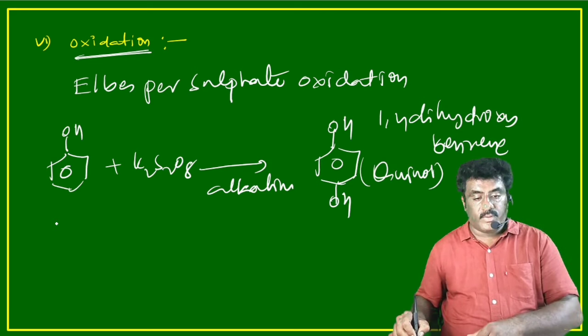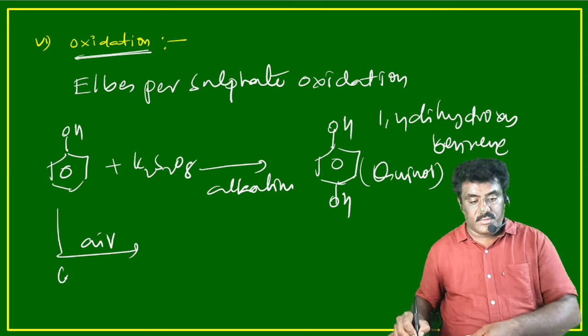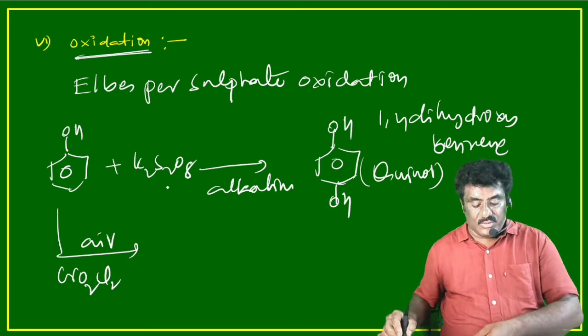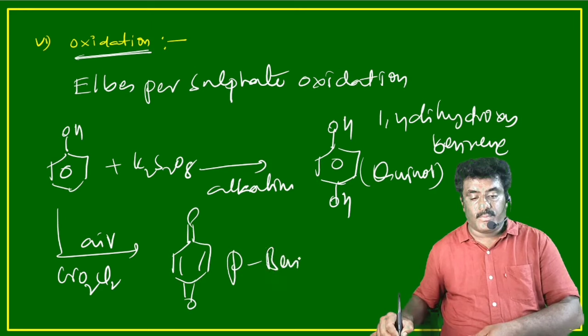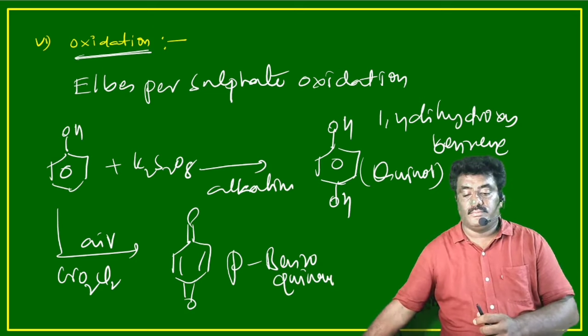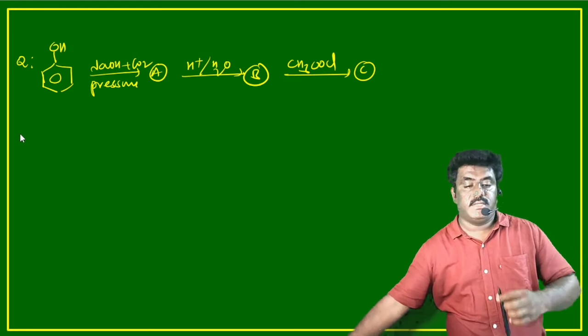Next, phenol in presence of air oxidation, CrO2Cl2, chromyl chloride, gives parabenzoquinone. Let's move on.